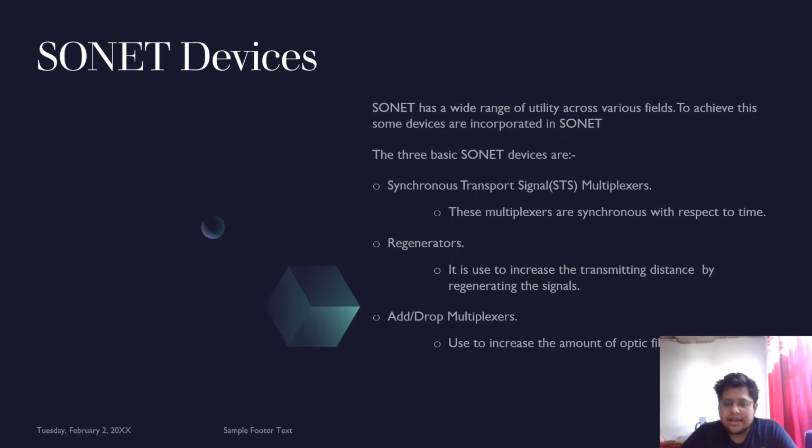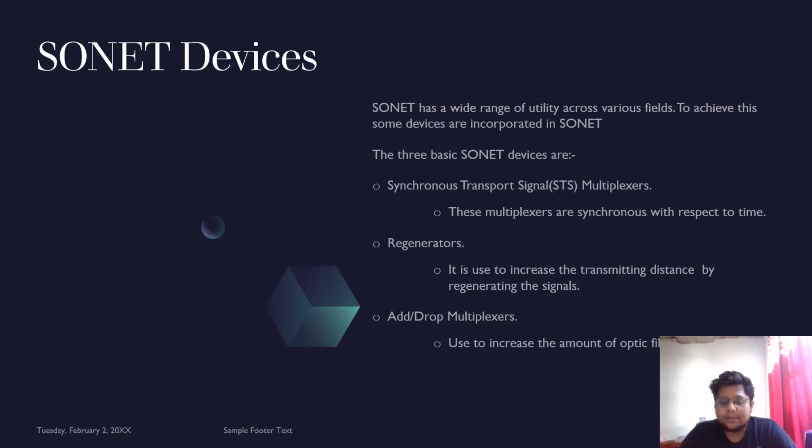Regenerators. Of course, the term itself is mentioning, it is used to increase the transmitting distance between the sender and receiver. How does it do it? It copies the regenerating signal provided by the STS mux and regenerates it on the same frequency. That means there will be no noise or interference between selected points. Hence, a regenerator can be used to increase the transmission distance, but we have to be careful about the loss it generates. You cannot add too many regenerators and fail to achieve a high transmission percentage.